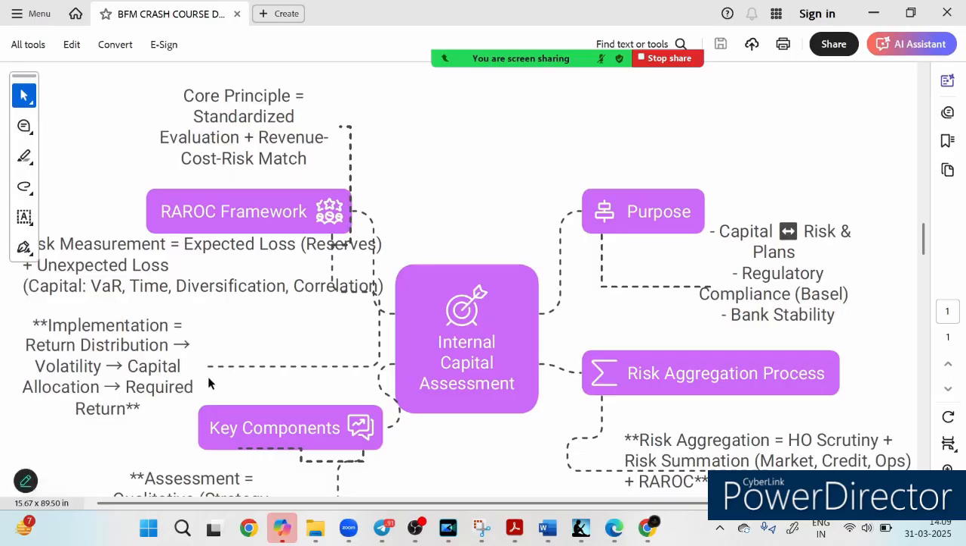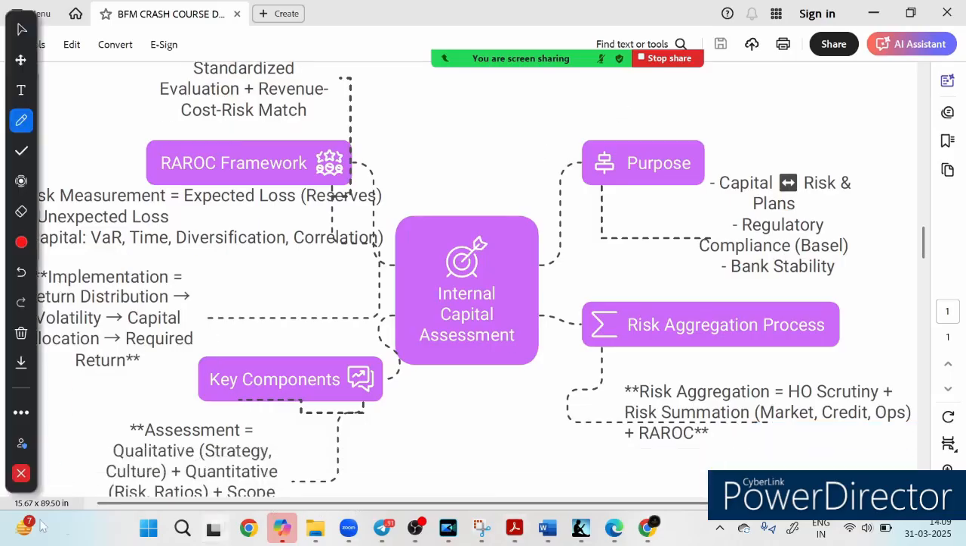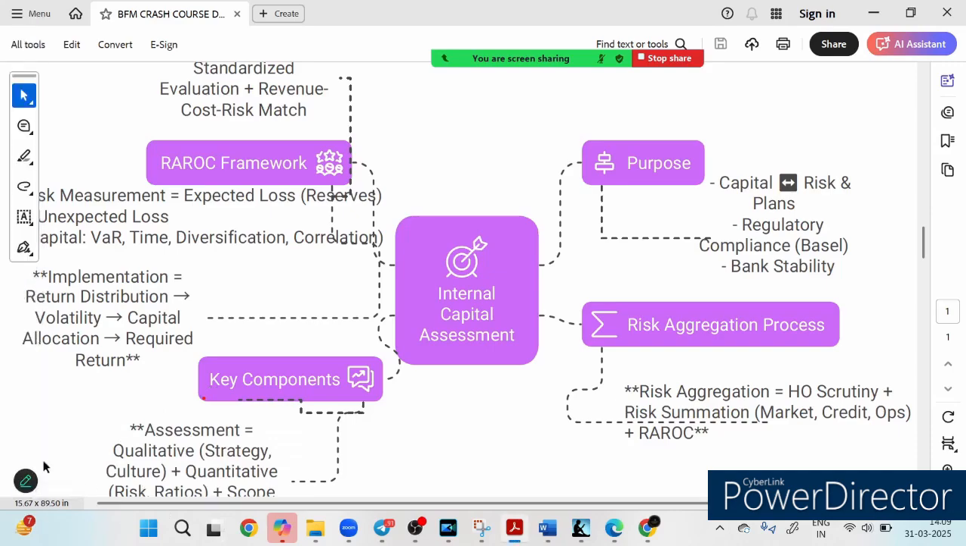Now friends, after understanding the purpose, let's look at the RAROC framework. On the left side you can see, just wait a minute, here you can see the RAROC framework. So what does it mean?